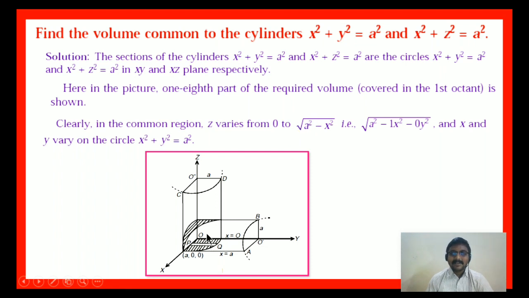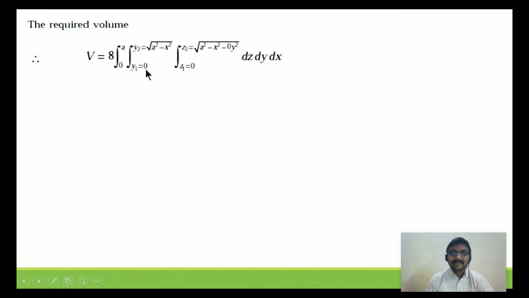For the remaining limits, we have to consider the orthogonal projection of the volume region in the xy plane. So here the xy plane region looks like a quarter of the circle, the arc of this circle. What is the arc equation here? x square plus y square equals a square. So it is the circle equation, and using its limits we can get the y limits and x limits for the required volume.